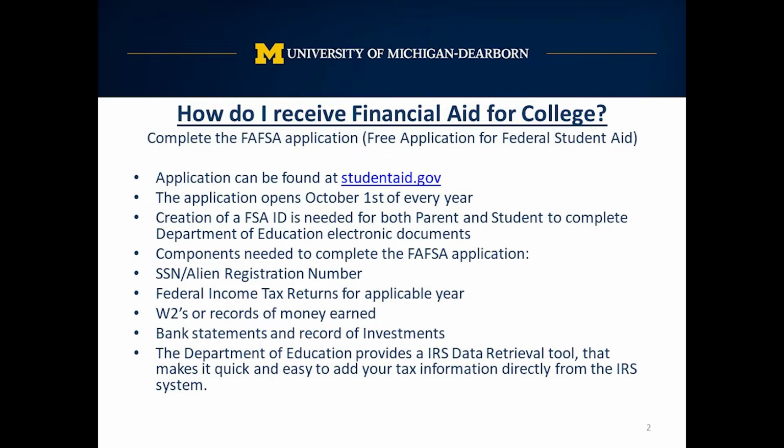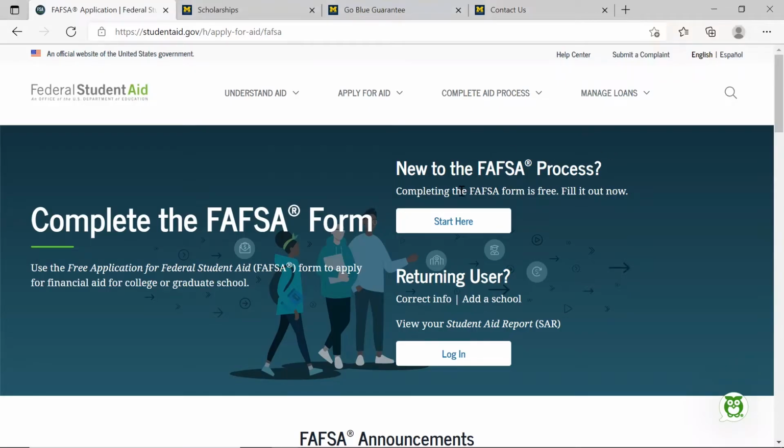In order to qualify for financial aid at U of M-Dearborn, you have to complete your Free Application for Federal Student Aid. The application can be found on studentaid.gov. This application is free and is available October 1st of every year.